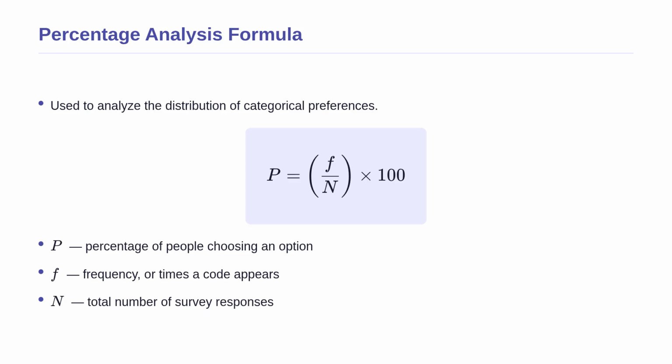The variable F stands for frequency, which is simply the number of times a specific code appears in our processed data. The symbol N represents the total number of survey responses collected. By dividing the frequency by the total and multiplying by 100, we convert a simple fraction into a highly readable percentage format. If the frequency F increases, the percentage P will naturally increase as well.